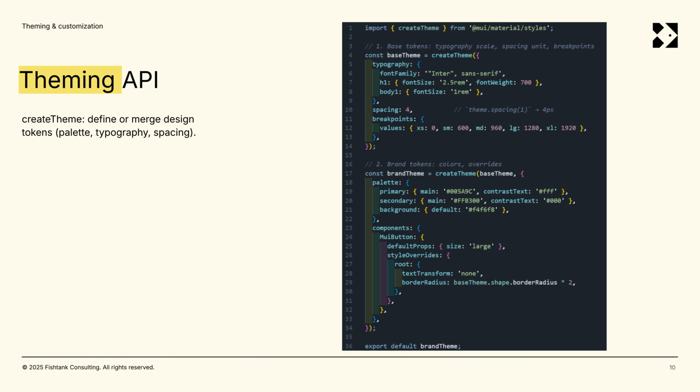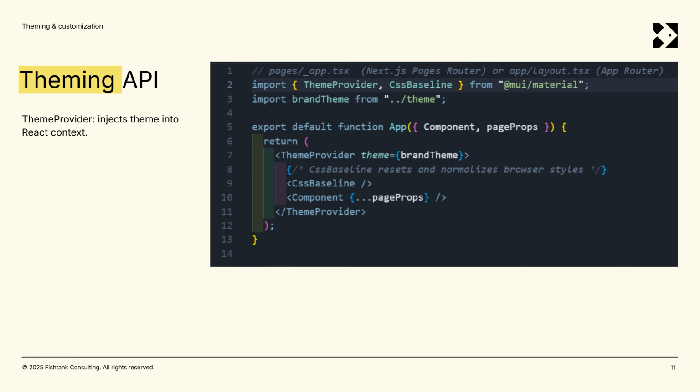So here we're making changes to MUI button, and we're just defining what the default properties are and what we may want to override compared to the default stylings of the MUI button. The theme provider itself is actually an awesome integration that MUI has in its React npm install. This creates a React context specifically for the theming.